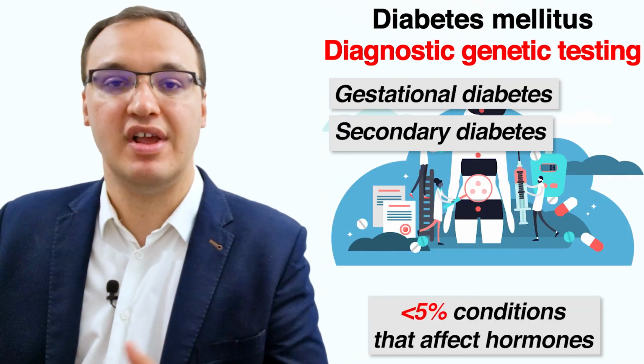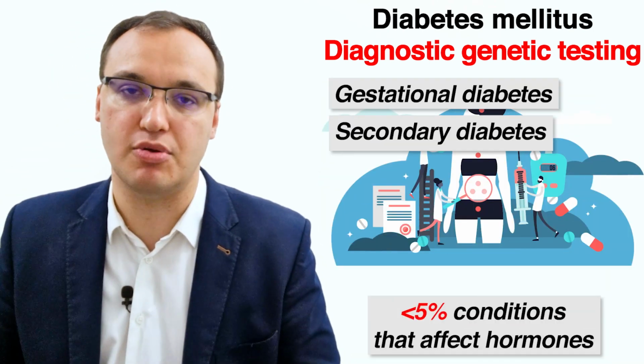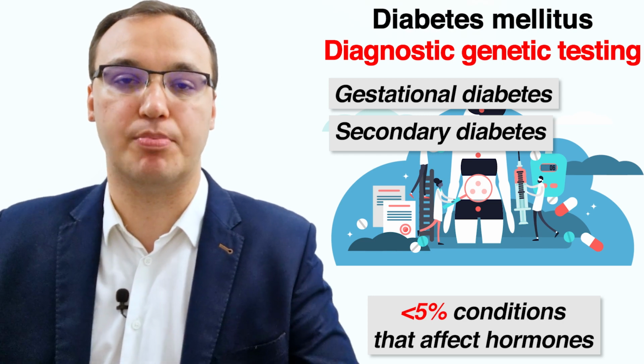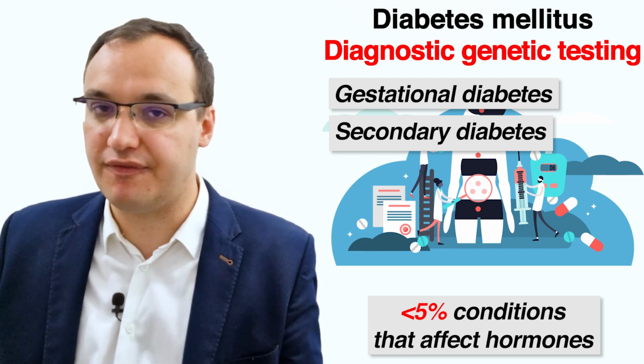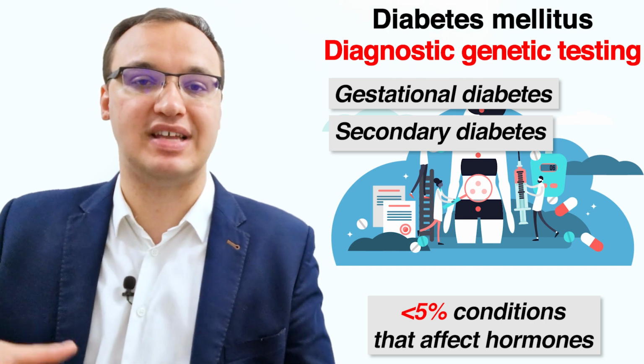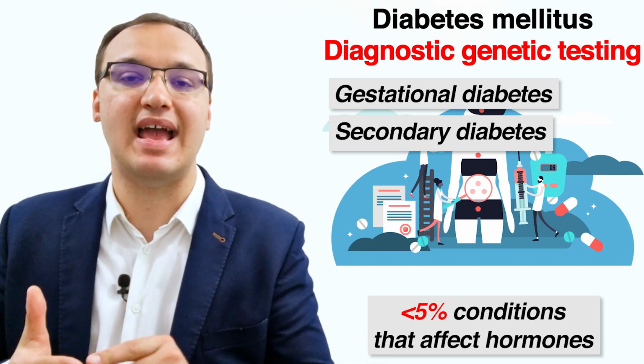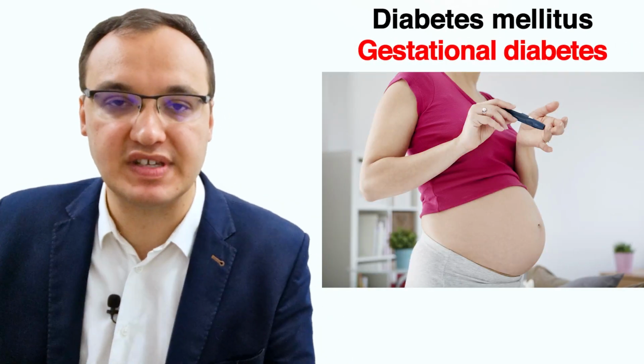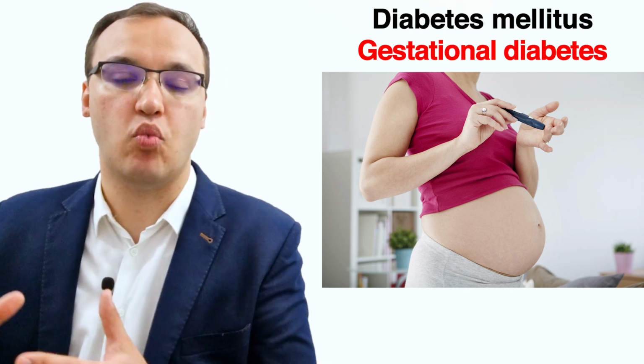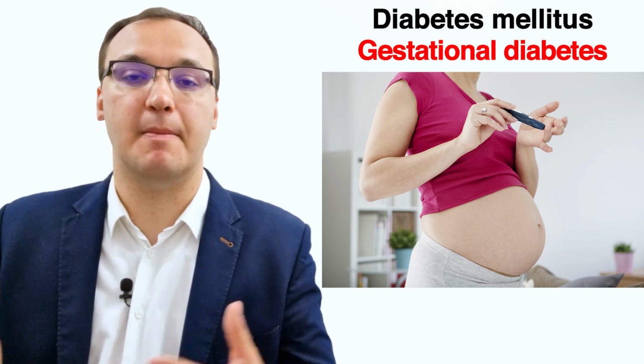And as mentioned earlier, less than 5% of the population may develop symptoms of diabetes due to pregnancy or other conditions that affect the hormones. And these are the different types of diabetes that include gestational diabetes and secondary diabetes. And diabetes that happens during pregnancy is called, as we said, gestational diabetes, and it may occur when a woman without diabetes develops higher blood sugar levels because the body cannot make enough insulin during pregnancy.